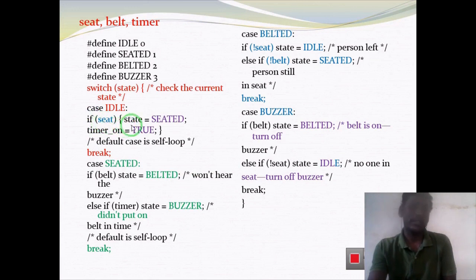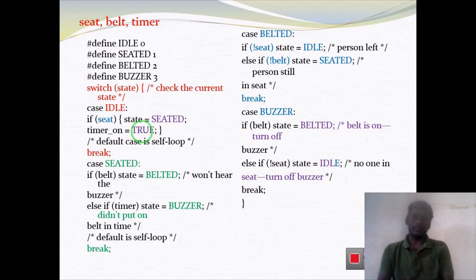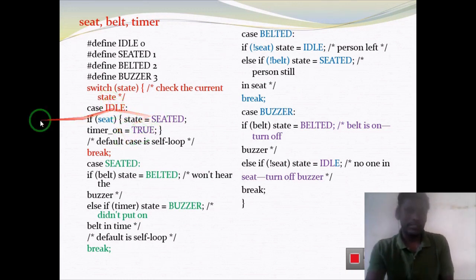How do we define the state? We have to check whether the person is seated or not. If the person is seated, then the condition is true. It means that if a person is available on the seat, the condition is not an idle condition anymore. If the person is seated, we have to check whether the person is belted or not. So that is the next case.